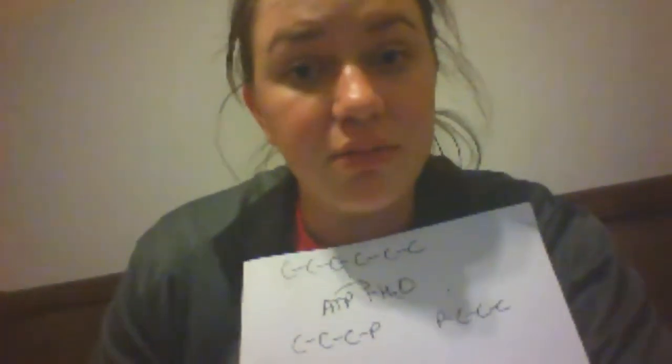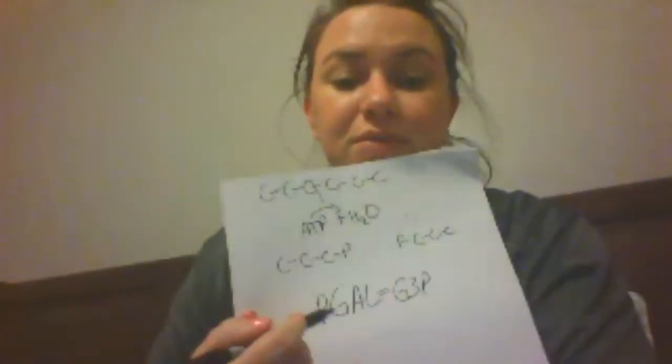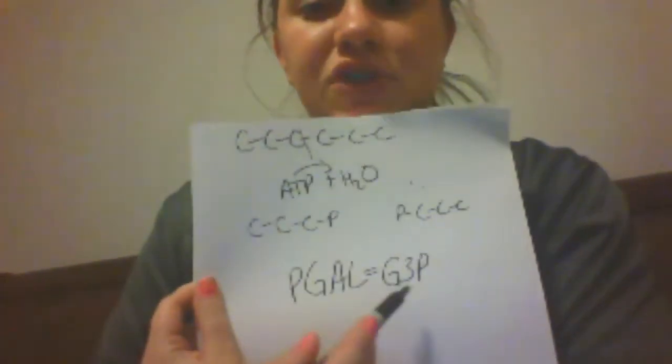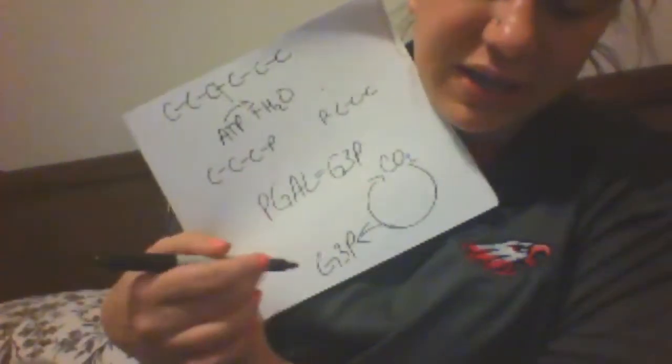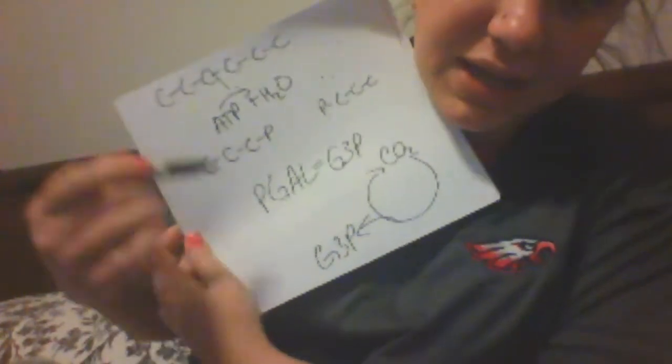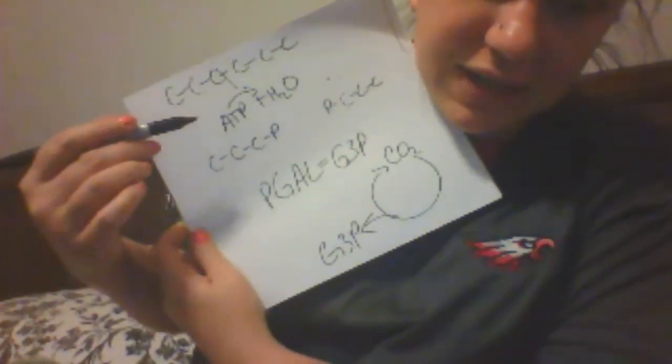So your PGAL is also your G3P. PGAL equals G3P. And if we're looking at the Calvin cycle, we take CO2 in, and we spit out a G3P. It takes two of those to bind and make a sugar. Okay, so that's where you're seeing these names, Kat.